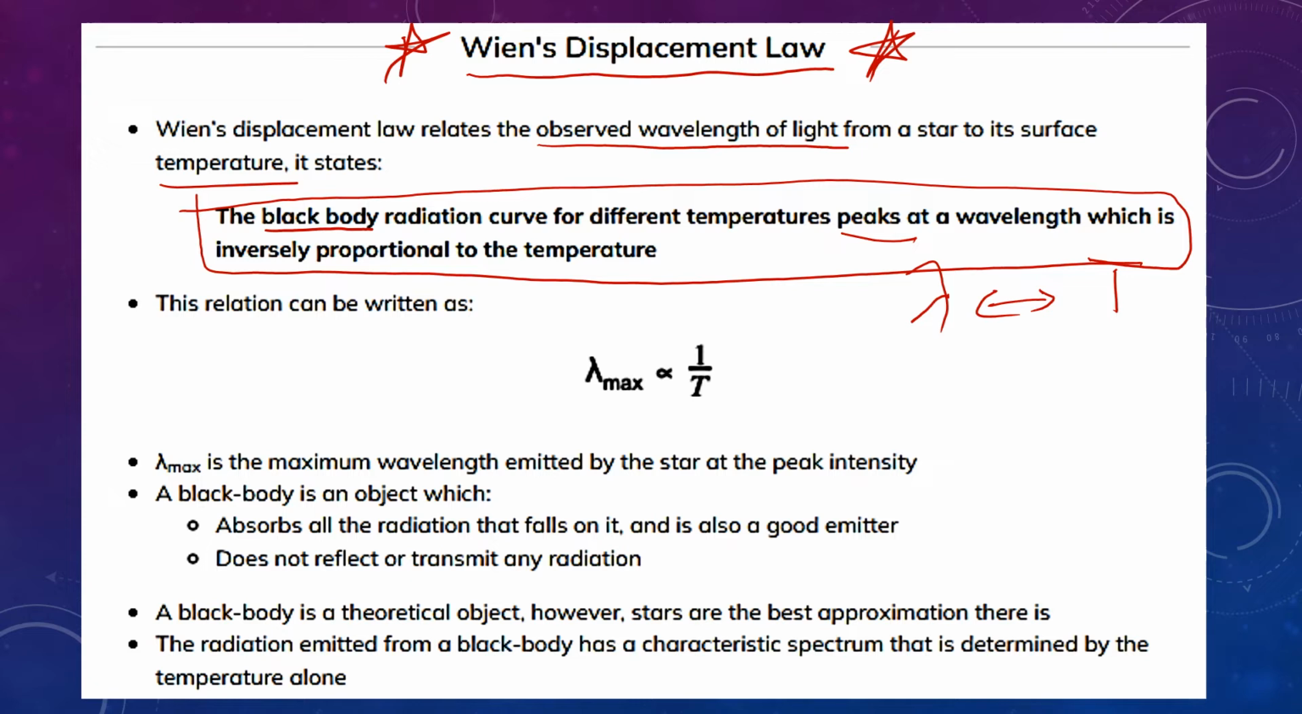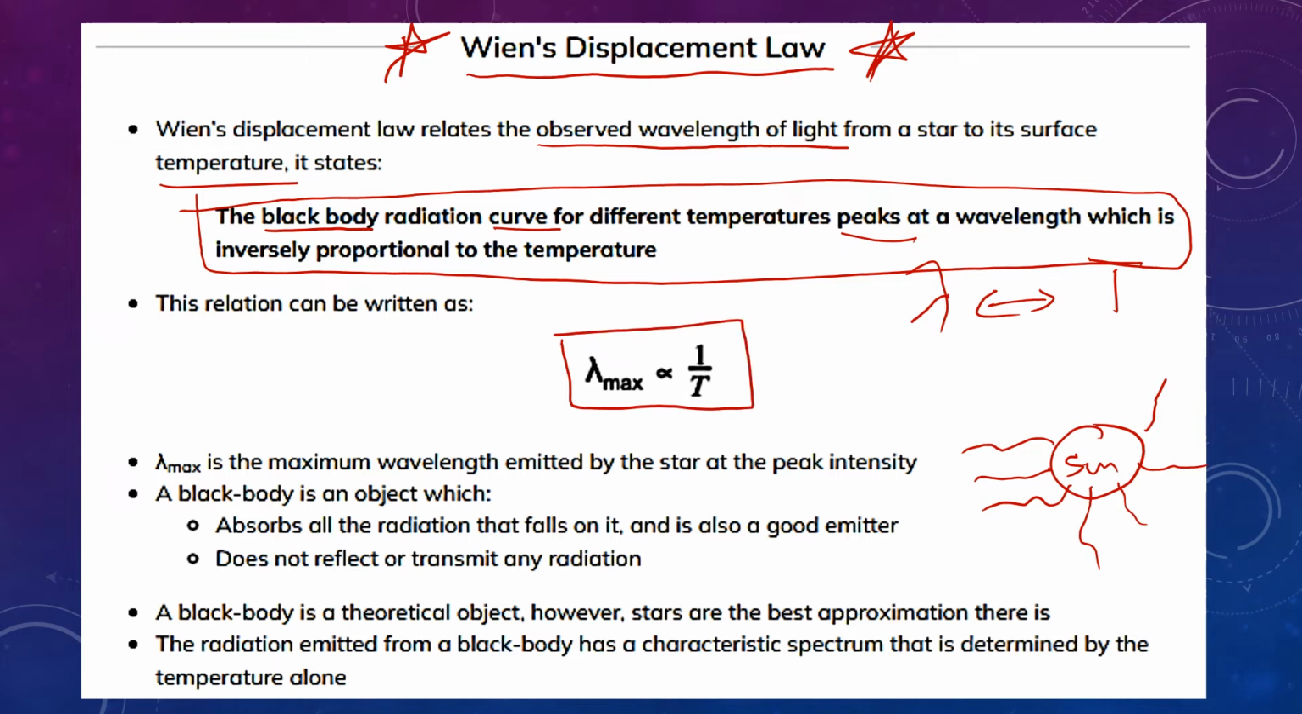So the black body radiation curve, why is it curved? Because the star is emitting different types of radiation. Let's say the sun is emitting 7 types of radiation, right? So if this is the sun, the sun is emitting 1, 2, 3, 4, 5, 6, 7 types of radiation, and all the radiations have different wavelengths. That's why this is written as the black body radiation curve for different temperatures peaks at a wavelength which is inversely proportional to the temperature. So its equation is lambda maximum is inversely proportional to T.